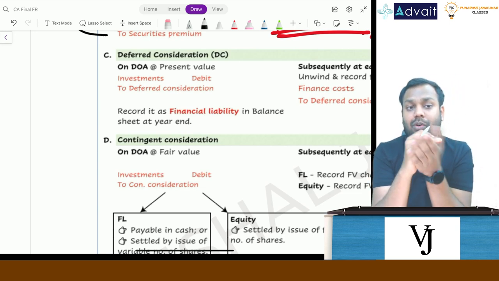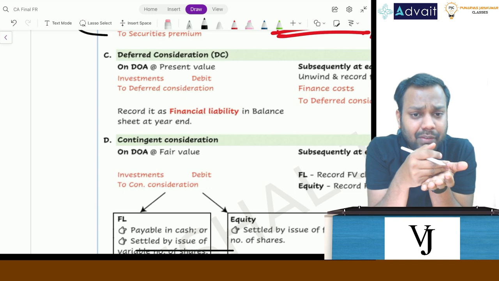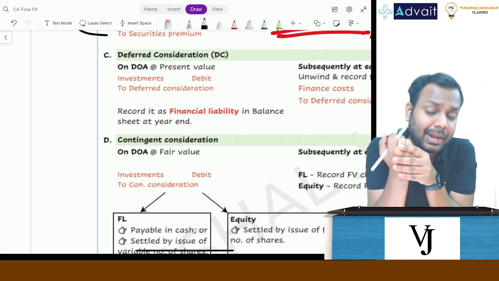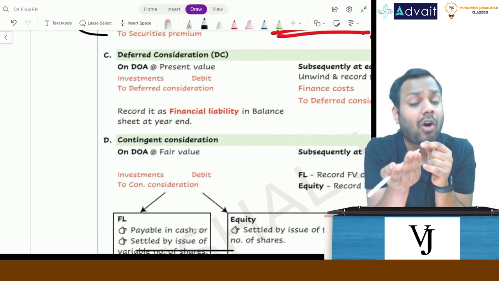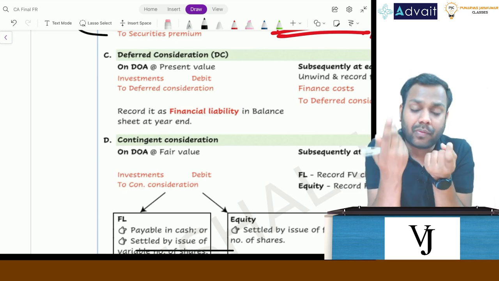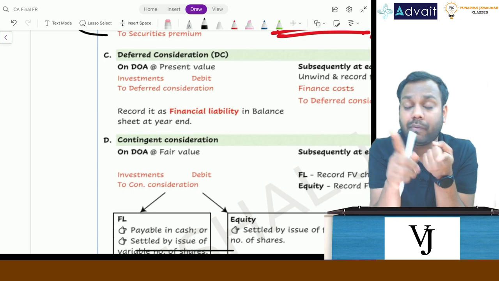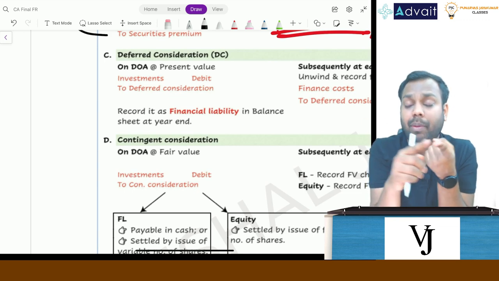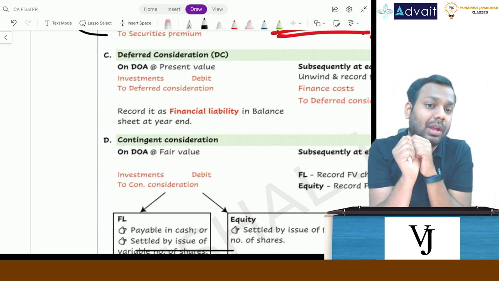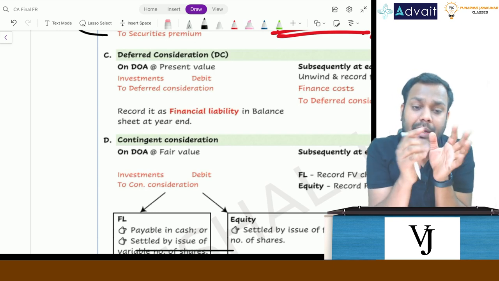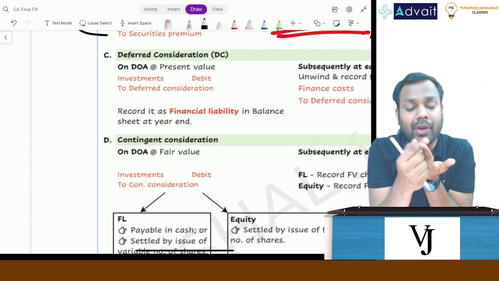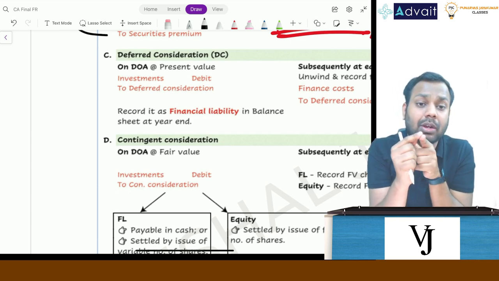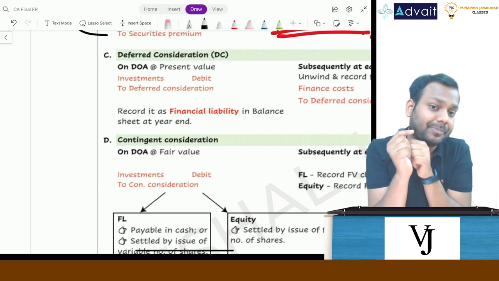Now this present value will be in the nature of a financial liability, which you will unwind at every reporting date and record finance costs in the P&L of the parent company, and record a liability in the balance sheet of the parent company. This finance cost and liability have to be recorded in the consolidated FS as well.